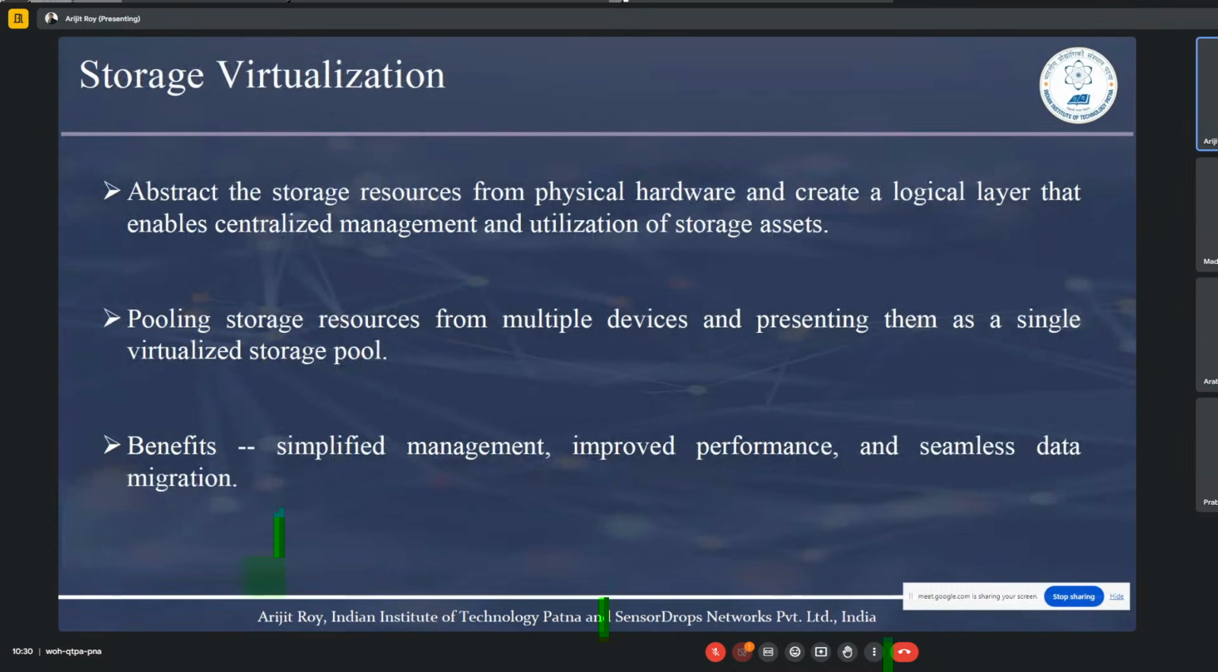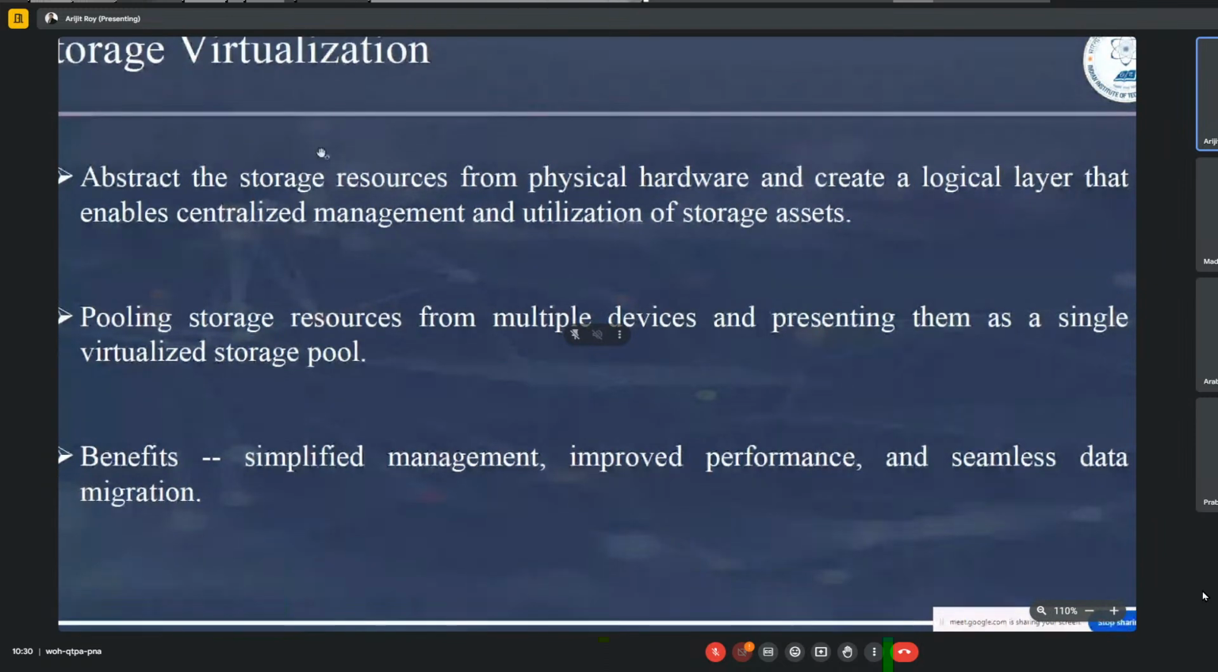Now coming to storage virtualization, it is again whenever you are using some storage space, and you are paying a certain amount to some cloud service provider, you don't know from where the storage is coming, but it is managed, it is given to you as per your requirement. Only you are paying the money, right? So you are becoming abstracted about the storage space. Okay, so that's why you see it abstracts the storage resources from the physical hardware and creates a logical layer that enables centralized management and utilization of the storage assets.